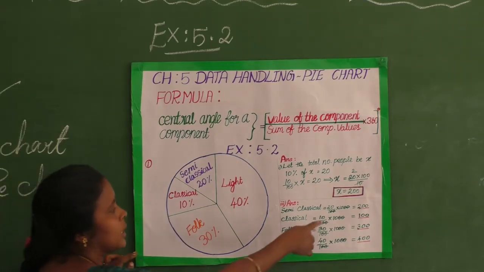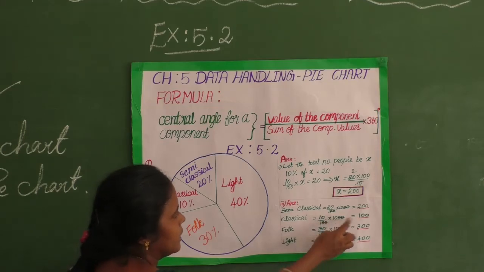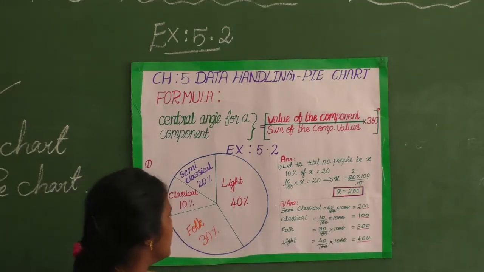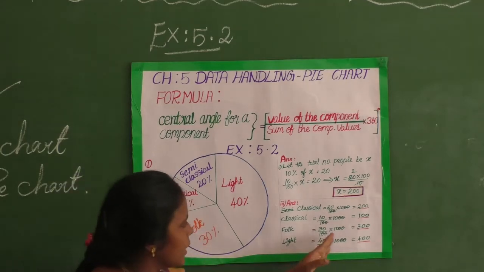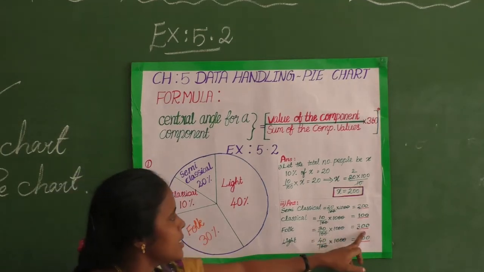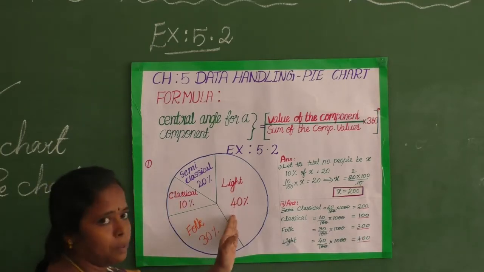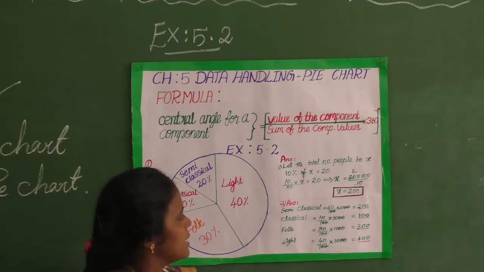What is 10% of 1000 CDs? By simplifying, you will get 10 into 10, 100 CDs. So classical wise, 100 CDs. Like folk, they have given 30%. So 30% of 1000, after simplification, your answer is 300 CDs. Light music 40%. So 40 by 100 into 1000. After that our answer is 400.